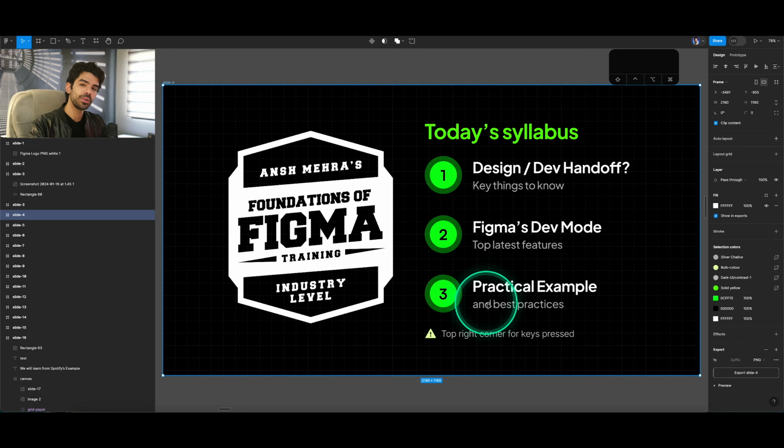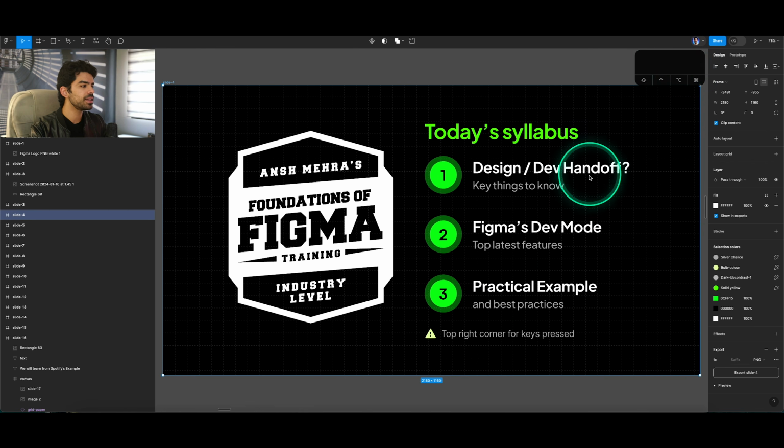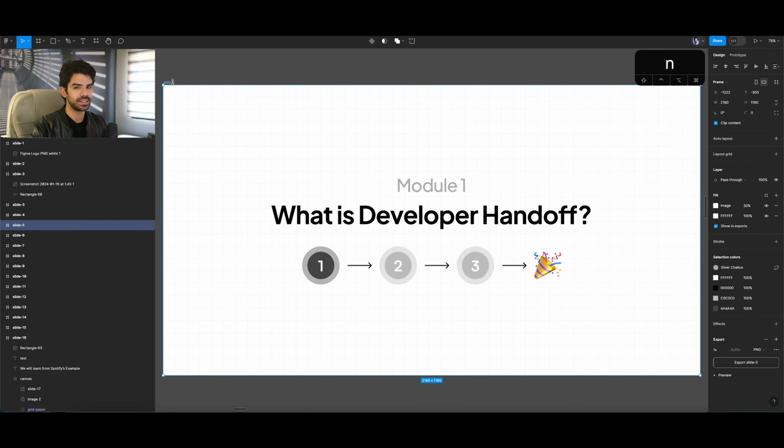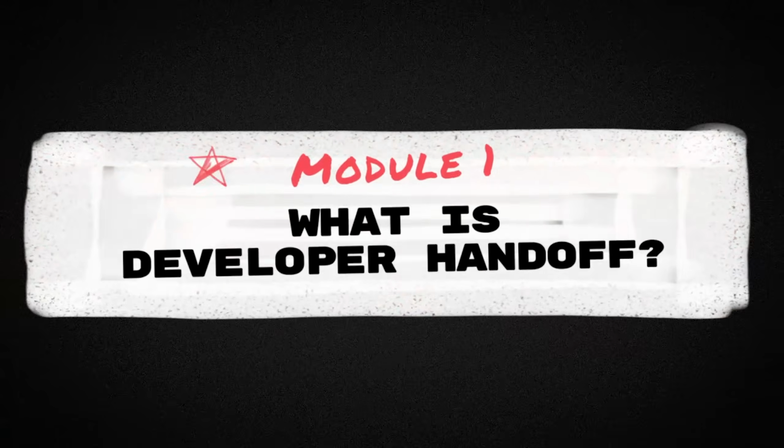Then in third module, I'll give you some practical examples so that you can actually implement this knowledge. Now throughout the video, you will be able to see all the keys I press here, and you'll also see my cursor. This is just to make sure that all the content is easily accessible. Let's start with module number 1.